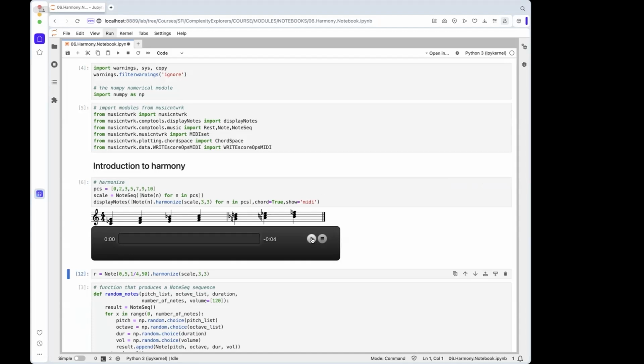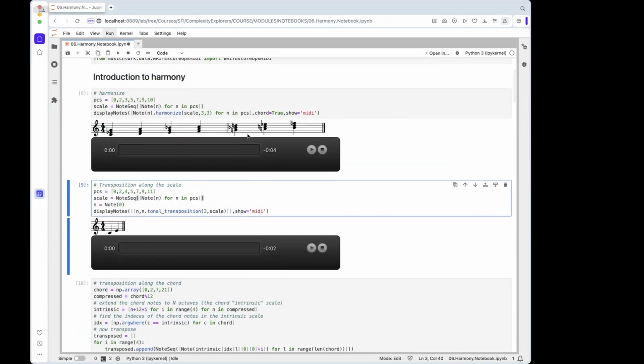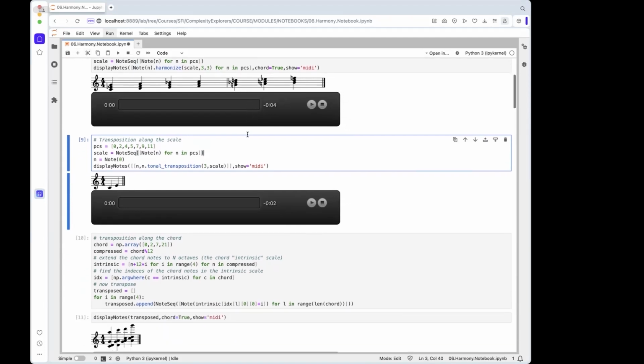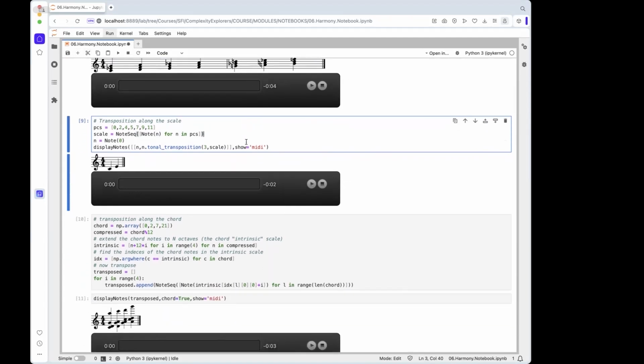So we talked about transposition also in the context of harmony. We talked about the transposition along the scale, the transposition along the chromatic collection, and the transposition along the chord.